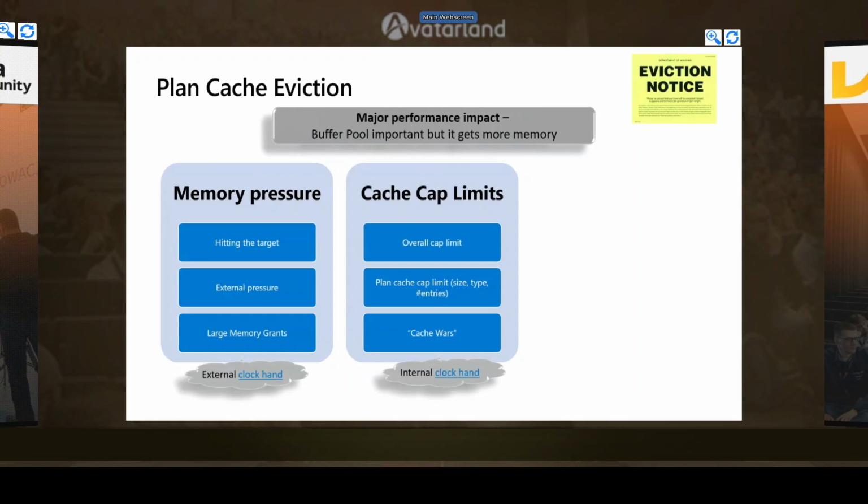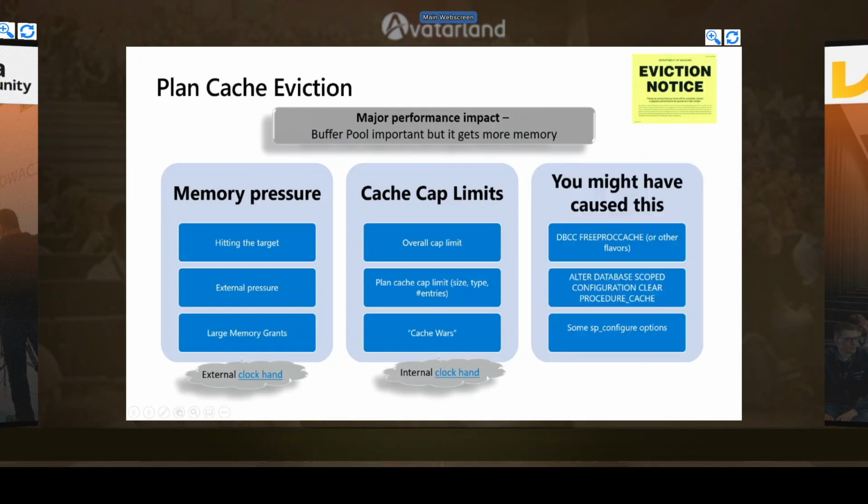It's important for you to know that because if you're seeing unexpected plan cache eviction, you need to know which one of these problems is happening here. Is it memory pressure, or is it a limit that I'm hitting just with a pure number of plans? Maybe you've got a scenario where you're using too much plan cache with ad hoc plans. So these clock hands through DMVs can tell you which one you're running into, so you can figure out the problem.